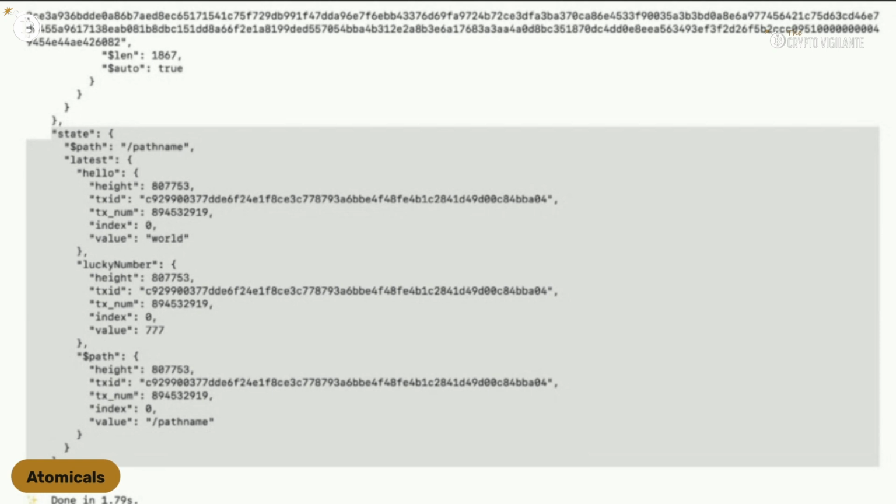We can see the transaction ID, the height, even the transaction number in the global Bitcoin blockchain where it was updated. Yeah, there's a lucky number right there, value 777, and then once again the path is repeated to show that the path was just updated recently.